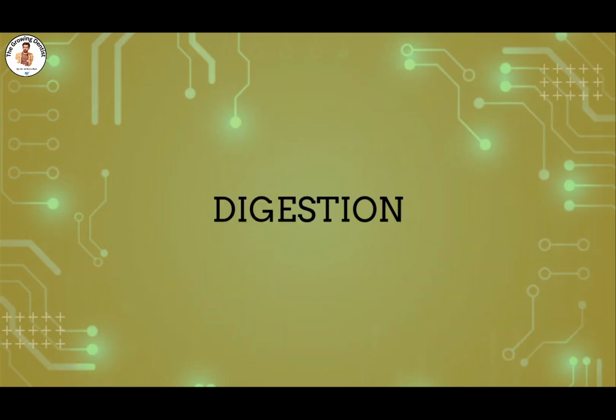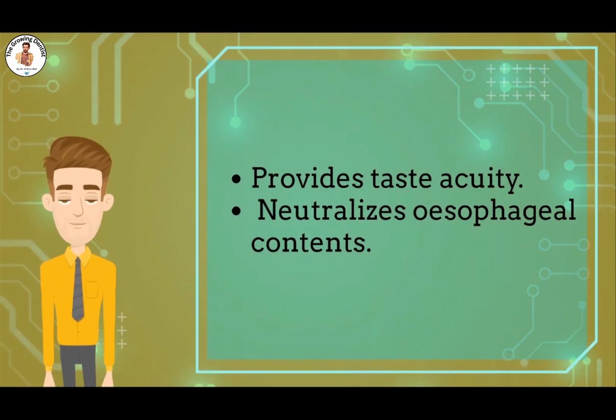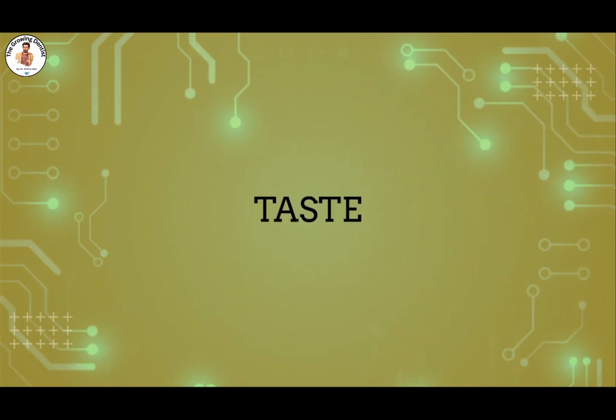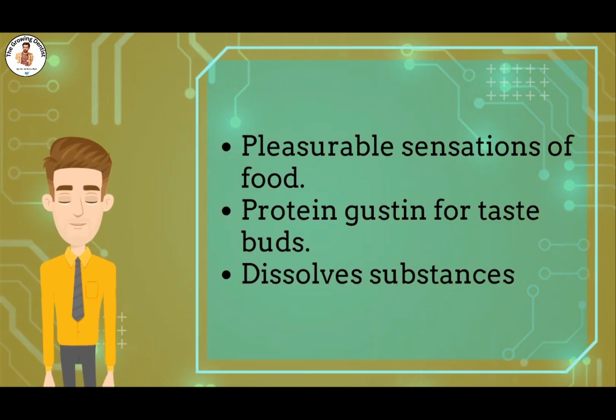Saliva is important for digestion. It provides taste acuity. It also neutralizes esophageal contents by diluting gastric chyme, forming a bolus of food. Because of an enzyme called amylase present in it, there is a breakdown of starch. It enables pleasurable sensations of food to be experienced. It dissolves substances to be tasted, and contains a protein gustin for the growth and development of taste buds.